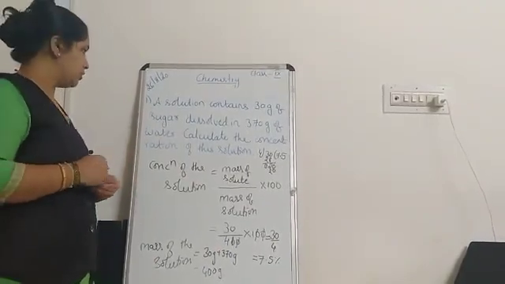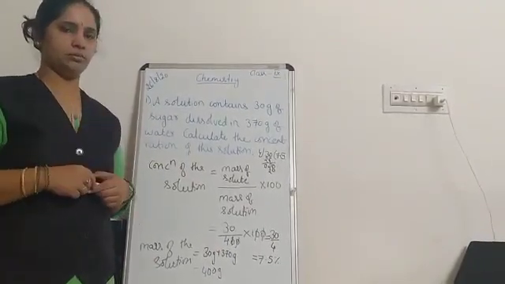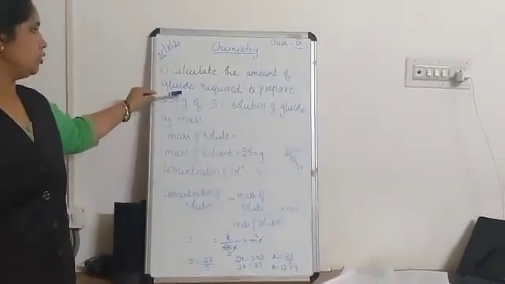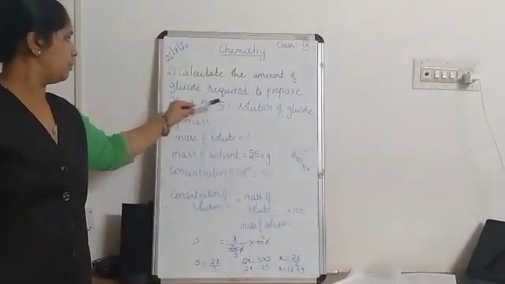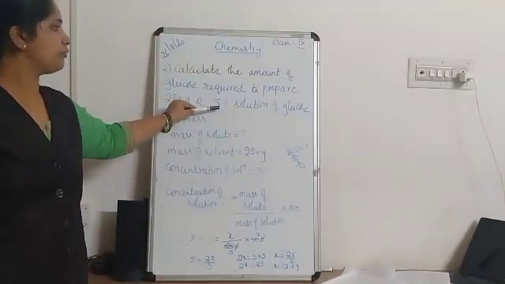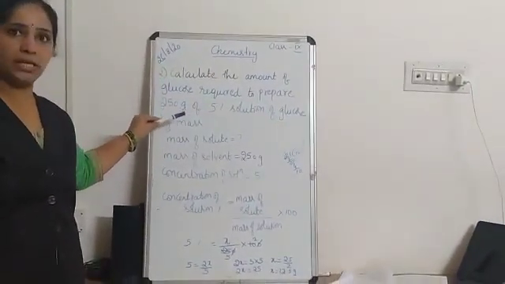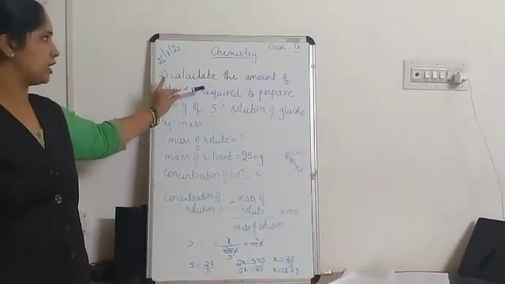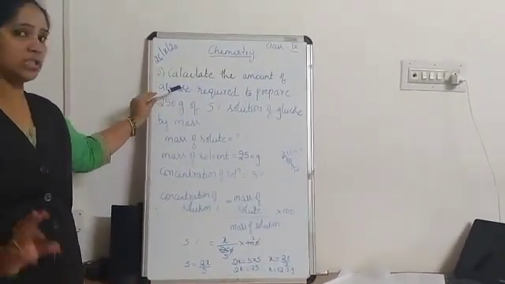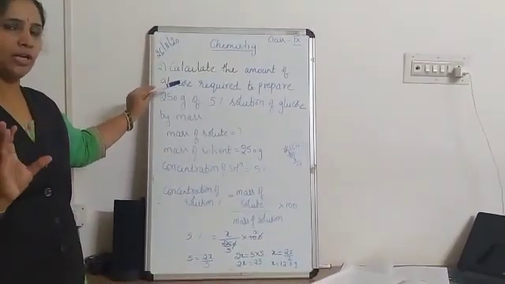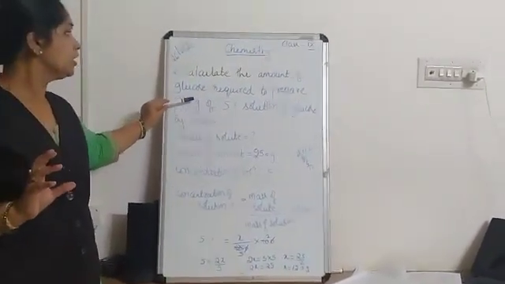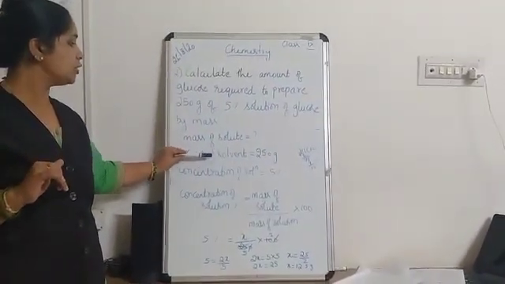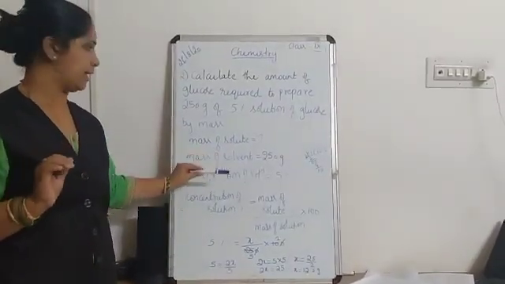So I will be teaching you one more problem, a different one. Okay, next problem. Calculate the amount of glucose required to prepare 250 gram of 5% solution of glucose by mass. So mass of solute you don't know, that is what we are supposed to calculate. That is the amount of glucose required. So we are supposed to calculate here the mass of glucose, that is the solute. The mass of solution is equal to 250 gram.